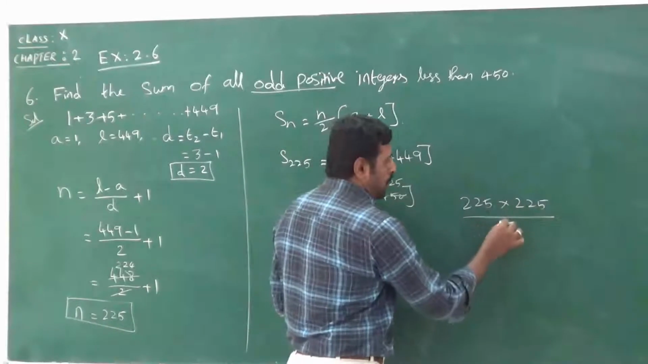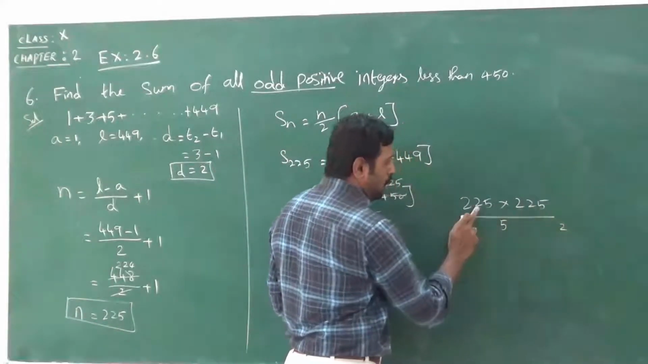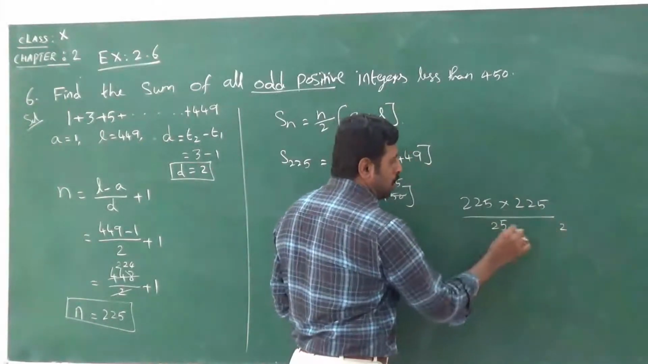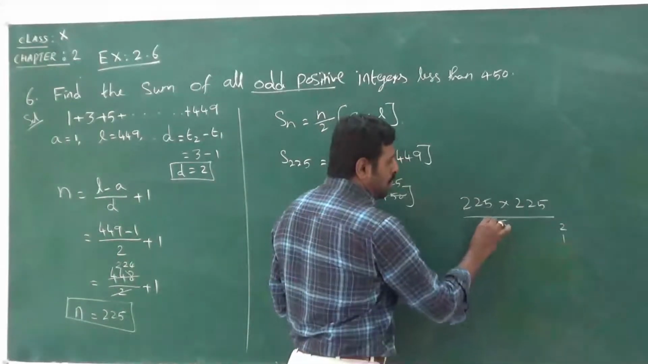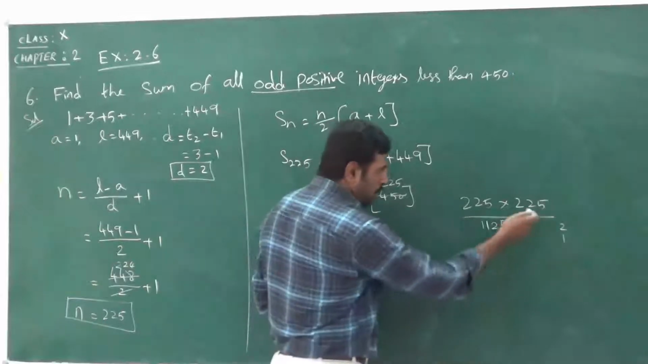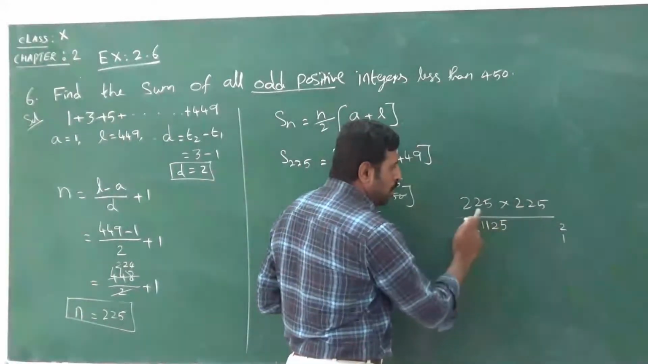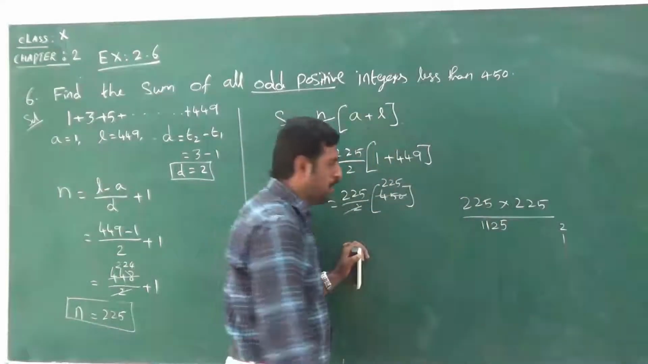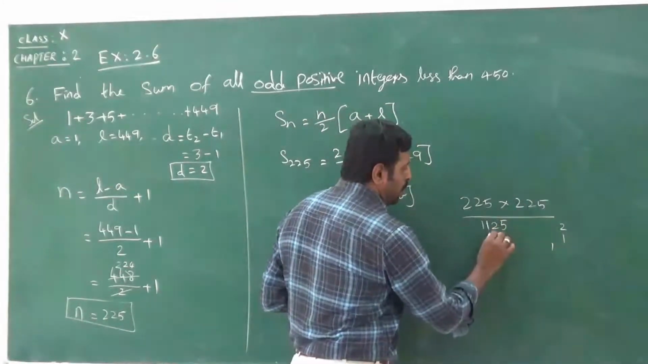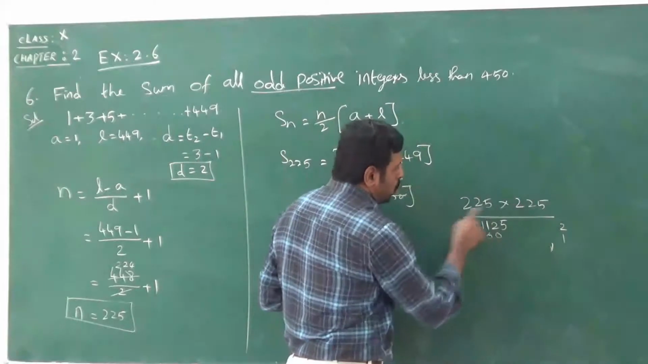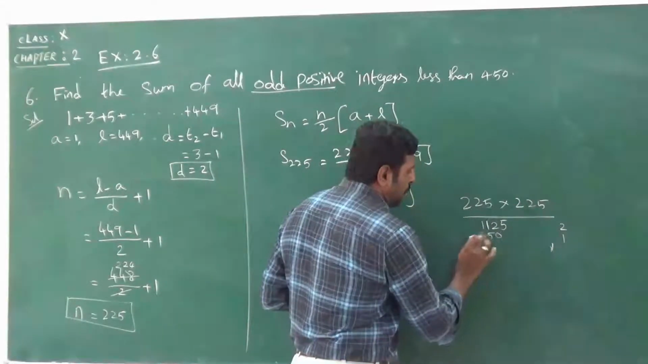Now 5 fives are 25, write 5 and carry 2, 5 twos are 10, 10 plus 2 is 12, write 2 and carry 1, 5 twos are 10 plus 1 is 11. Then we do the second line, 2 into 225 is 450, you know that, right? 2 fives are 10, 0 carry 1, 2 twos are 4 plus 1, 5, right? 2 twos are 4, that is 450.